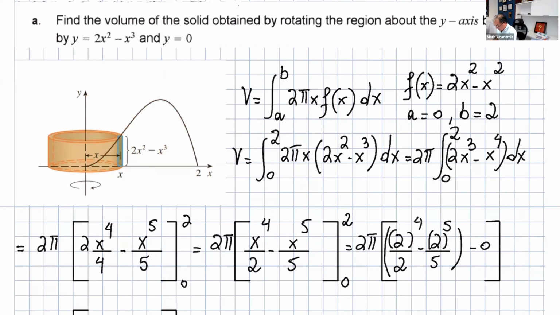And dx is the thickness. So if I set this up, I can use this formula. V equals the integral going from a to b of 2 pi x f of x dx. Our f of x here is 2x squared minus x cubed.